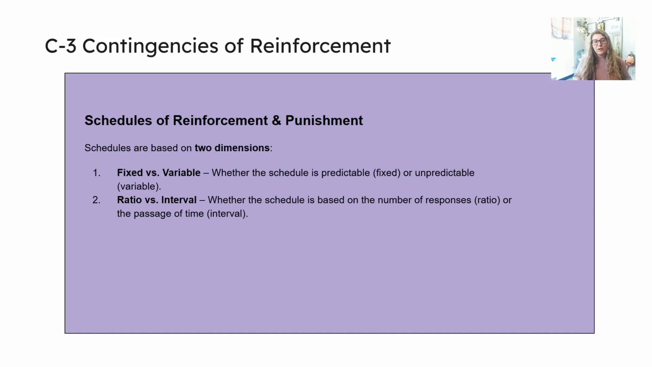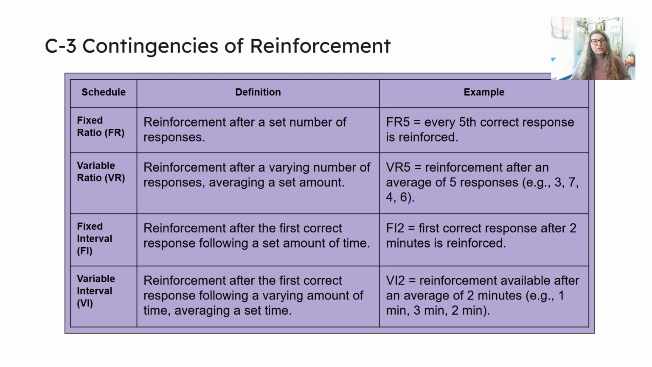Then we have schedules of reinforcement and punishment. So we have our fixed versus variable, whether a schedule is predicted, fixed, or unpredicted, variable, and ratio versus interval, whether the schedule is based on the number of responses, your ratio, or the passage of time, which is your interval. So your fixed ratio, FR, is reinforcement after a set number of responses. Your variable ratio, VR, is reinforcement after a varying number of responses averaging a set amount. Your fixed interval is FI, reinforcement after the first correct response following a set amount of time, and then variable interval, which is reinforcement after the first correct response following a variable amount of time averaging a set time.